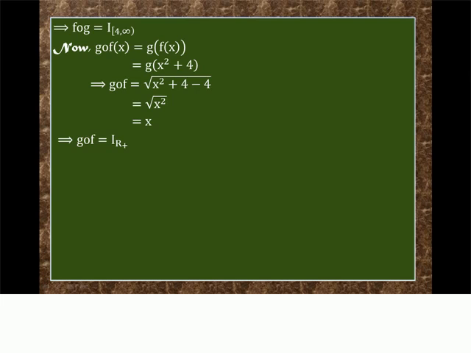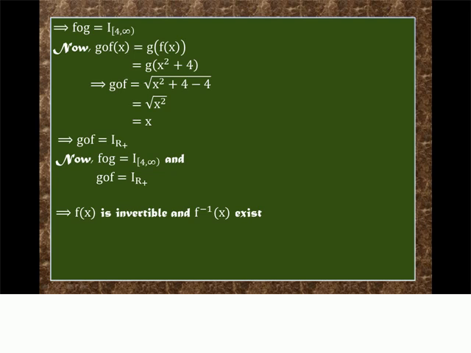So from these two results we can conclude that f of g of x and g of f of x are identity functions. What do you mean by identity? It takes the value x to x itself. So f is invertible and f inverse exists, with f inverse of x equal to g of x, which is equal to root of x minus 4.